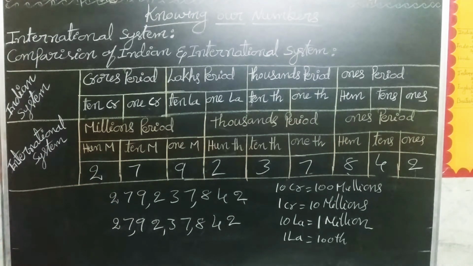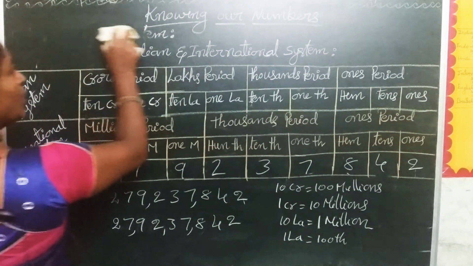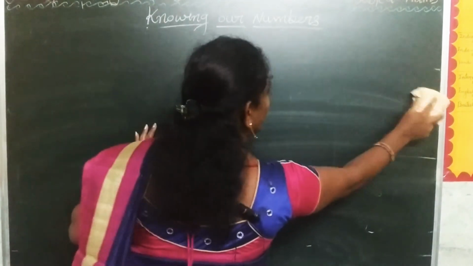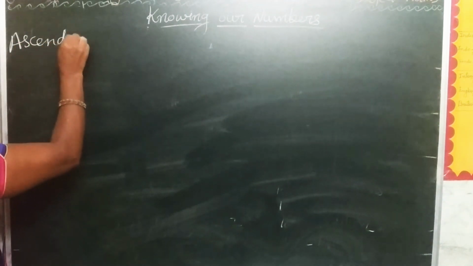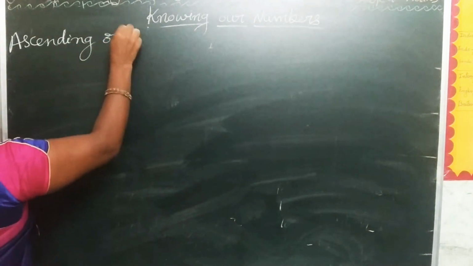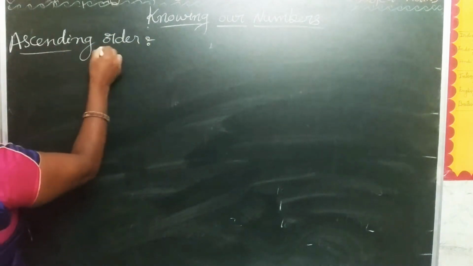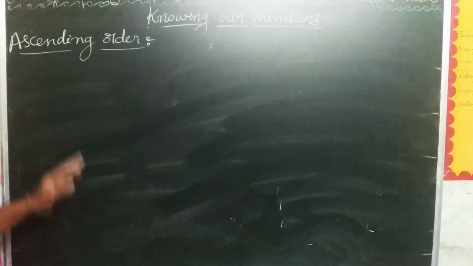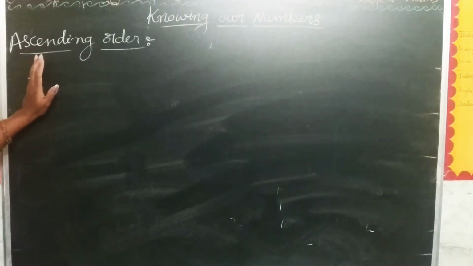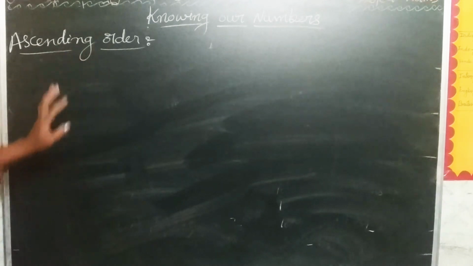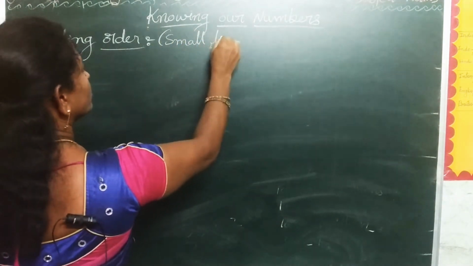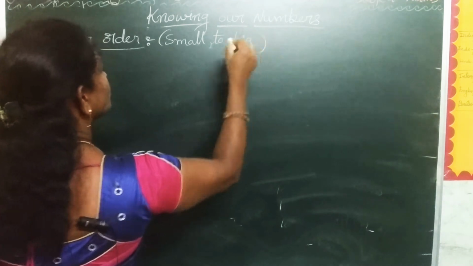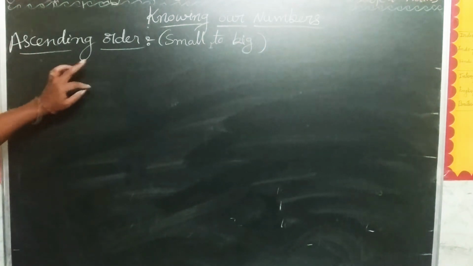So now coming to the next topic: ascending and descending orders. Now ascending order. See, ascending order of numbers means what? Ascending order means arranging the numbers from lowest to highest. Lowest to highest means small to big. You have to arrange the numbers in ascending order, that is small to big.